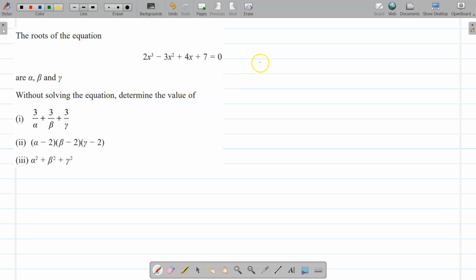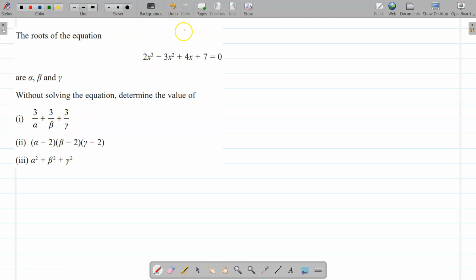This question is from the Core Pure Further Mathematics course, and it's an exam question worth 8 marks. So we have a cubic equation with roots alpha, beta and gamma. Okay, and we've got to work out, without solving the equation, the values of these three expressions.